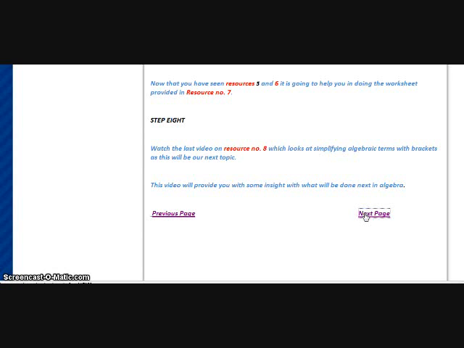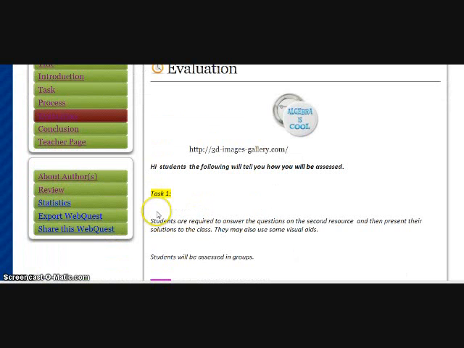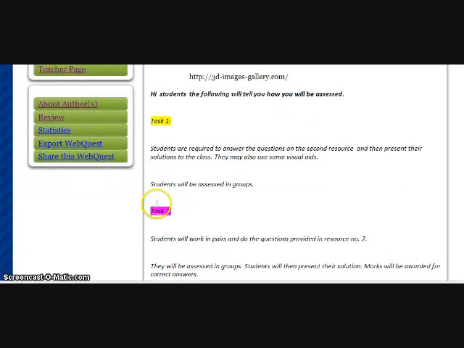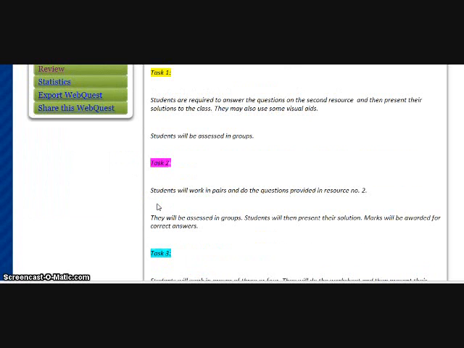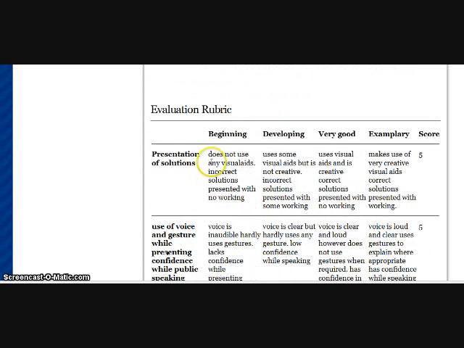The next page provides the evaluation rubric for the students. Evaluation is a very important process as it provides us with feedback. In the evaluation page, I have included ways in which the students will be assessed. For example, the students must use some visual aids. I have also included an evaluation rubric that informs the students of how they will be assessed.